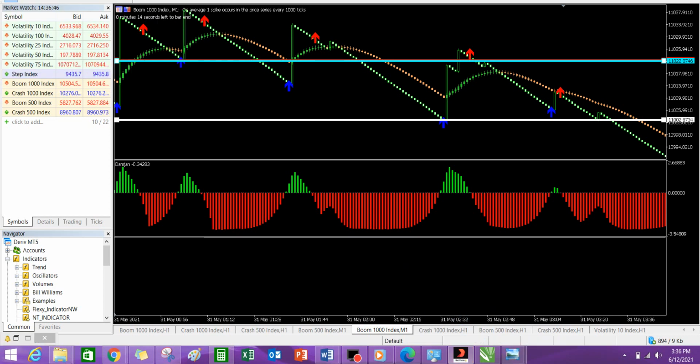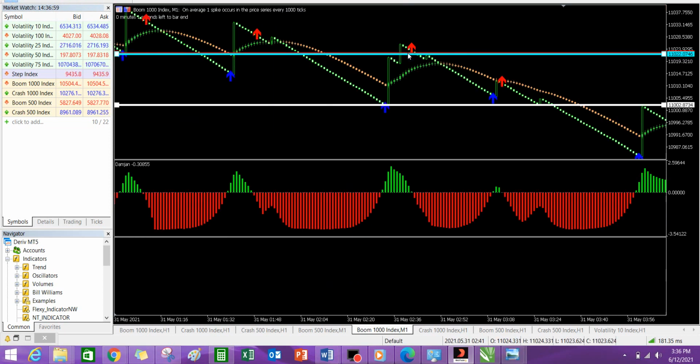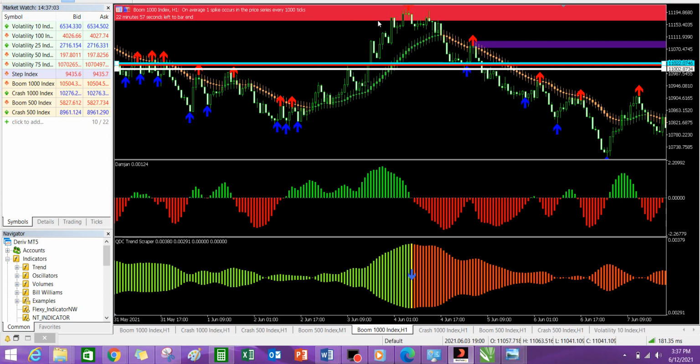So this is what we're going to do. We're going to take this chart to H1, and I'm using the QDC scraper indicator. Sorry, let me take it back to M1 again. I'm missing this. So I'm going to take it back to H1. This is what we are going to be doing. We'll be using this chart and the QDC scraper indicator to do our analysis here.